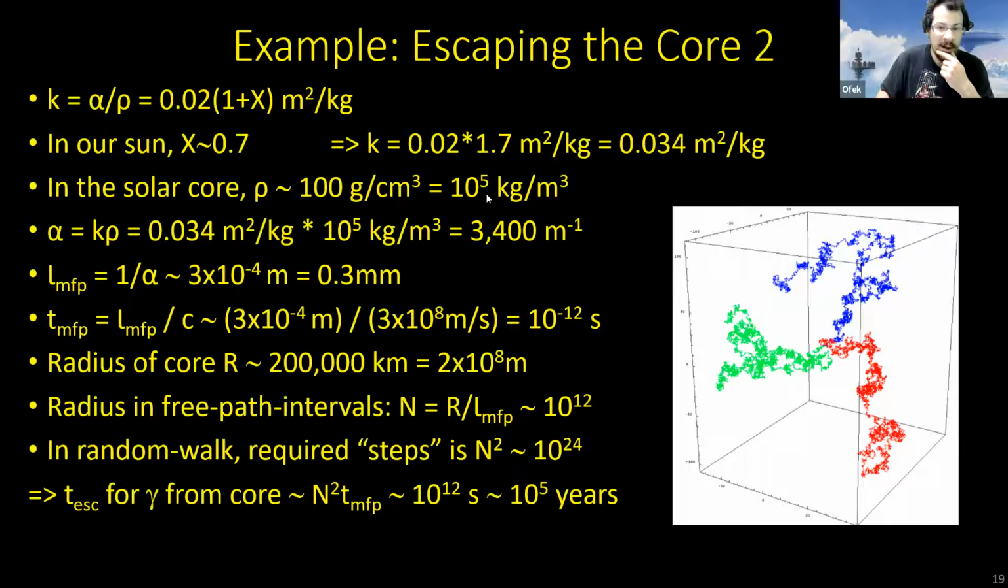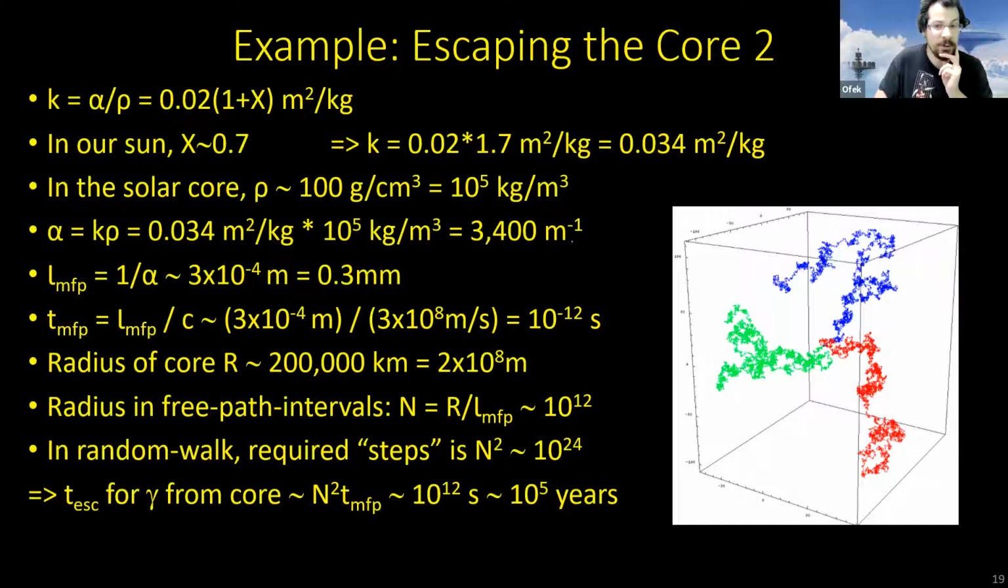This is about 100 metric tons per cubic meter. Okay? 100 times denser than water, than a ton per cubic meter. This is quite dense, right? Because then alpha, which is kappa times rho, will take our 0.034 meters squared per kilogram and multiply it by a factor of 10 to the 5. So we'll get 3,400, and the units here are meters squared divided by meter cubed.